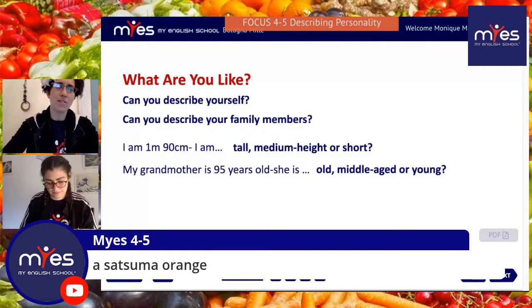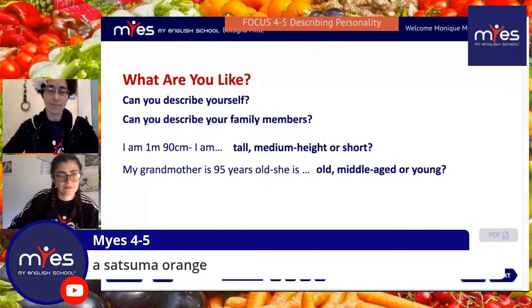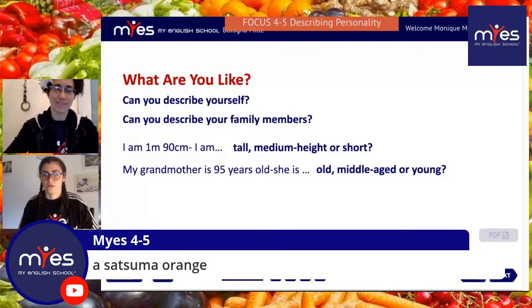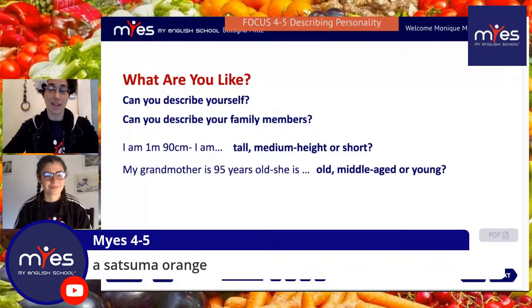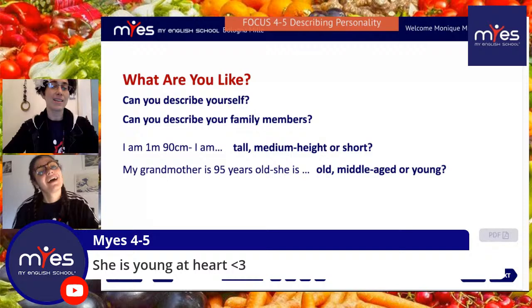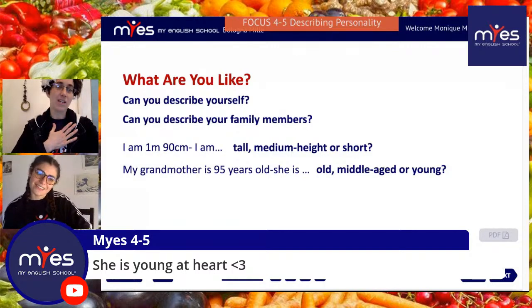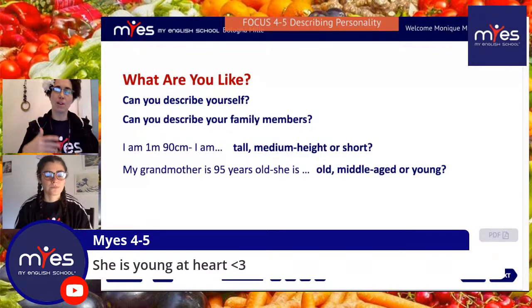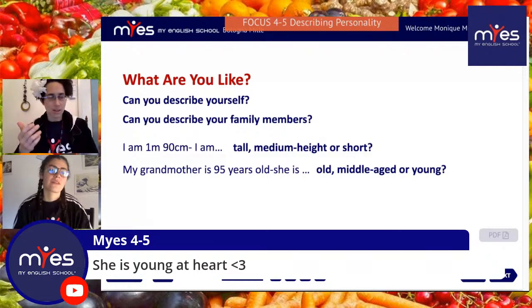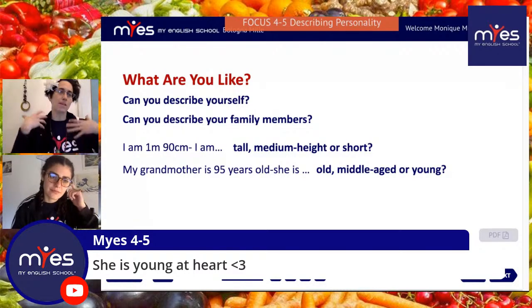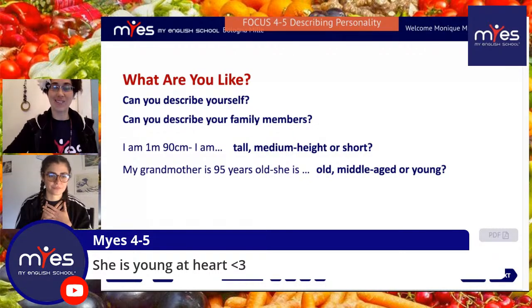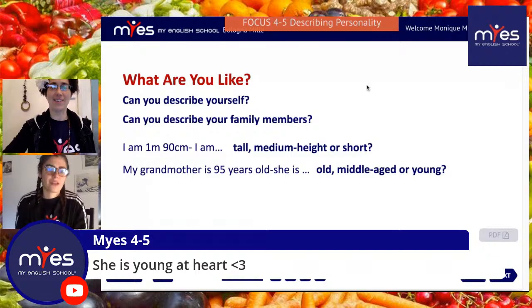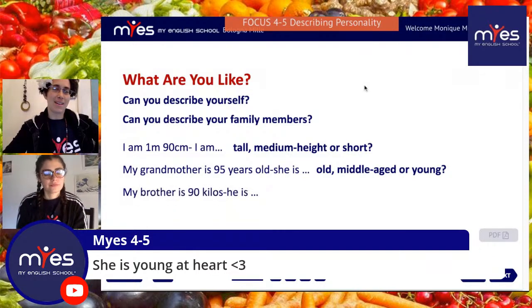So with our grandmother that's 95 years old, is she old, middle-aged, or young? She is old. Yes. This is a very nice phrase to use. She is young. So she is old physically. Maybe her bones are old. She's maybe tired. Maybe she's old or older, but she is young at heart, right? I love that phrase, young at heart. It's a good one. Next one.